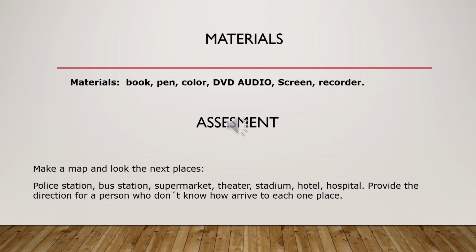The materials for that activity are book, pen, colored pencils, maybe DVD audio, screen, and recorder. For the assessment, students have to make a map with the following places: police station, bus station, supermarket, theater, stadium, hotel, and hospital, and provide the directions for a person who doesn't know how to arrive at each place.